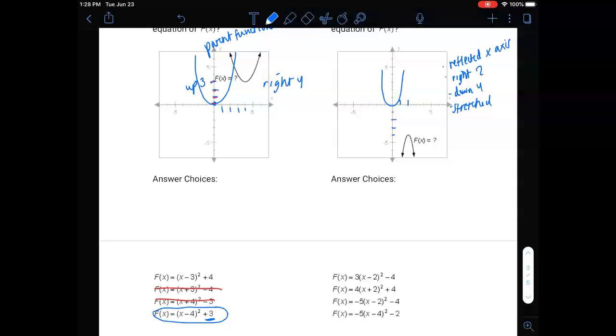For this one, I like to look at left and right first because that's the one I find the easiest. If I've got to go right 2, that means my x squared now becomes x minus 2 squared. So I'm left with option 1 or option 2, and option 3 is out. Then the next thing is I have to go down 4. Both of them actually work for that one. They're both minus 4 at the end.